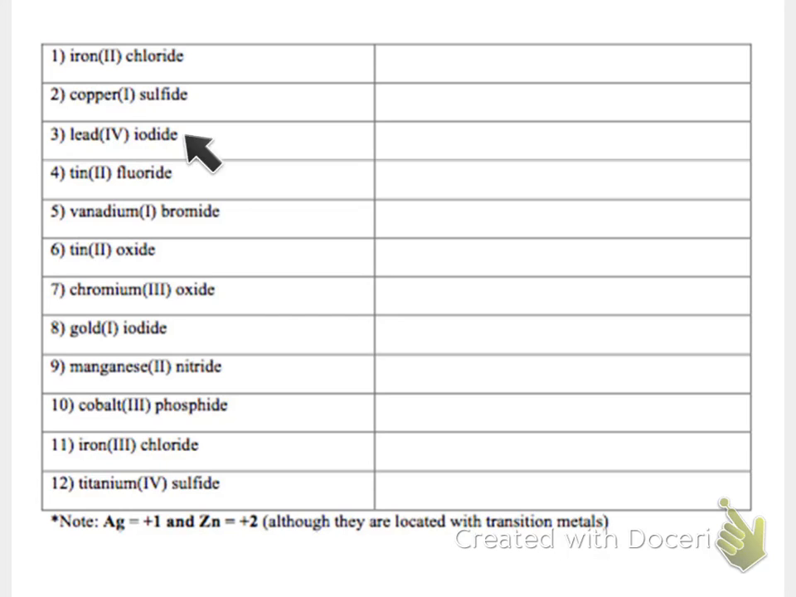All right, here you are given the names. Use the names with the charges and the transition metals to then figure out what the formula is going to look like.